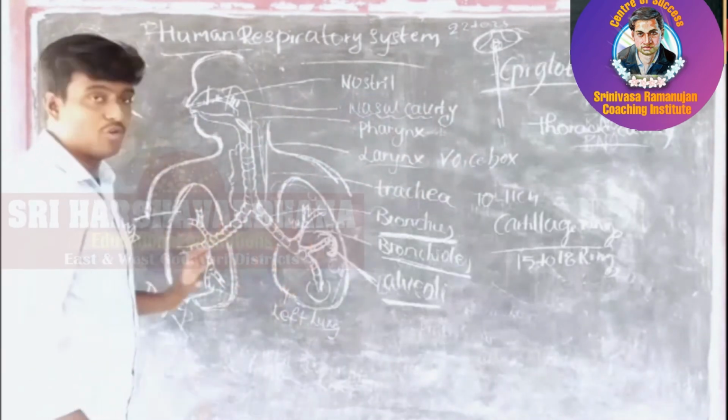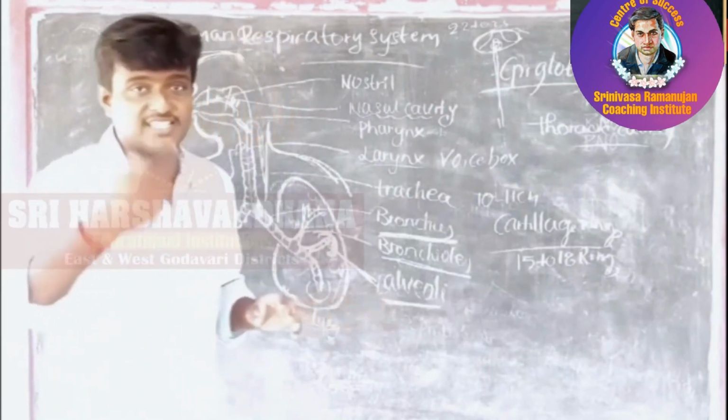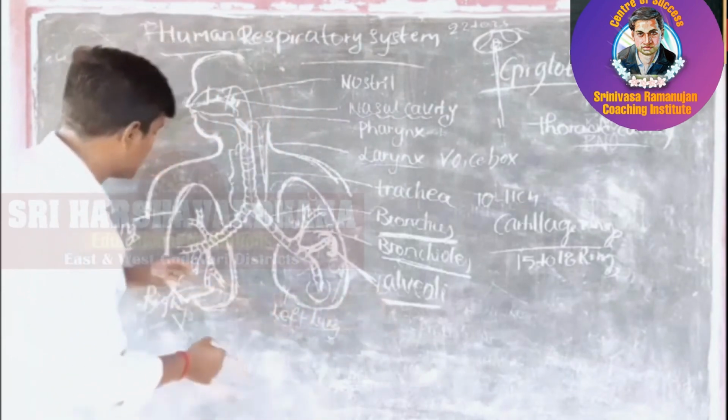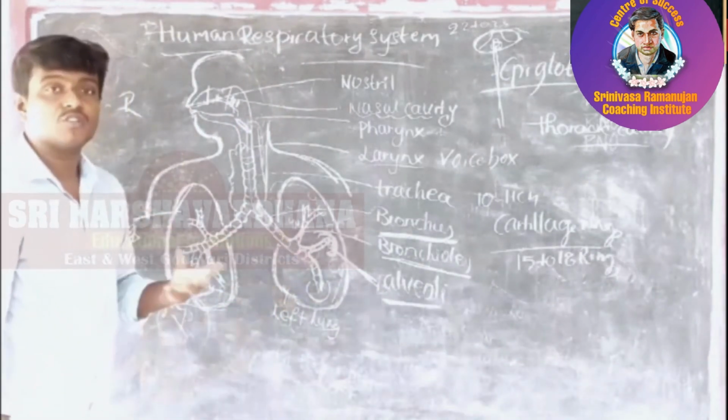So if you see these two lungs, which one is bigger in size? The right lung is bigger in size and the left lung is smaller.